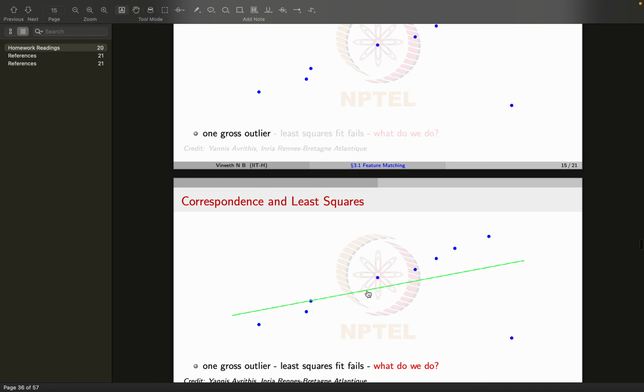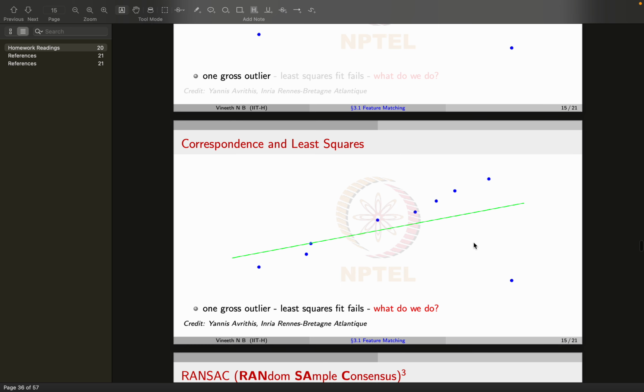So by doing that, these would be the model parameters that are estimated, like the slope and this. But this is obviously not a good fit, right? I would want a line which fits most of the data points, not the one that fits the outliers. So I would rather ignore this and just use these points to get a line. Does that make sense?